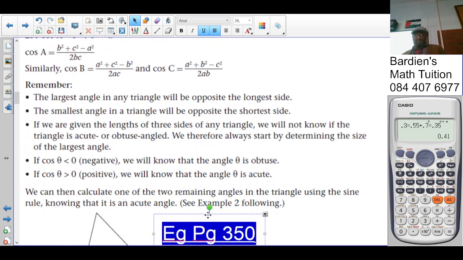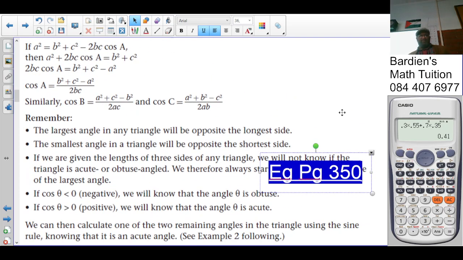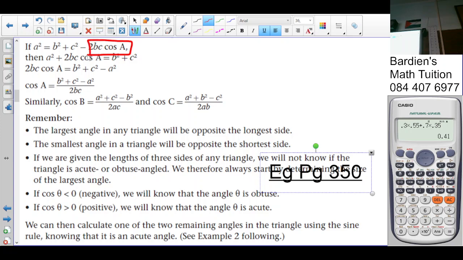The explanation on page 350. We are told that a squared is equal to b squared plus c squared minus 2bc cos A, that's from the cosine rule. Then a squared plus 2bc cos A is equal to b squared plus c squared. Basically what they did was make that the subject of the formula, then divided by 2bc, and got cos A. So cos A is equal to b squared plus c squared minus a squared over 2bc.